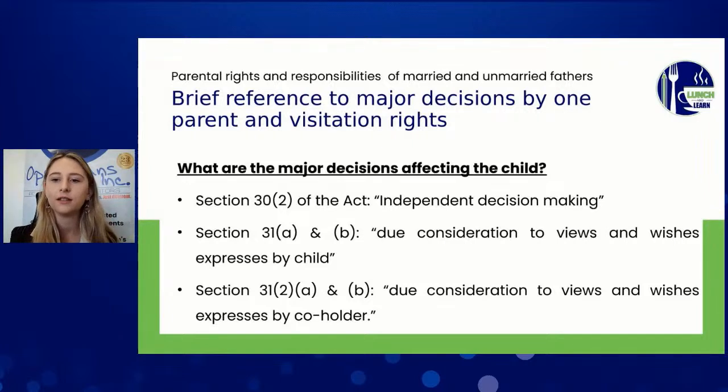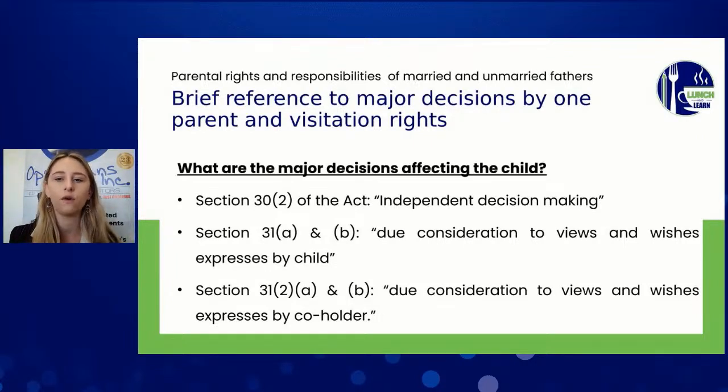So just a brief reference to the major decisions made by one parent and then visitation rights. So what are the major decisions affecting the child? Well, we've actually discussed this already. So it's the decisions made in terms of Section 18(3)(c) to give or refuse consent to the child's marriage, to the child's adoption, application for transport, removal or departure from the Republic, or to sell any immovable property of the child. So these are major decisions affecting both the other parent's parental rights and responsibilities, as well as the child themselves.